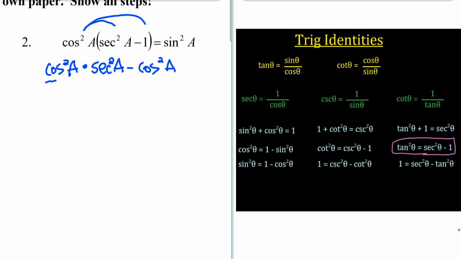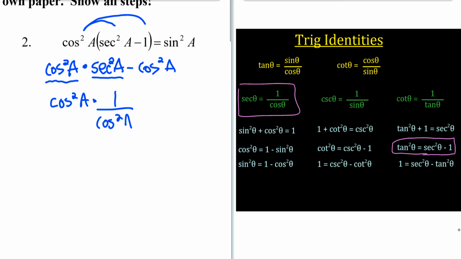So let's see if I can do something with these two things here. Cosine squared A times secant squared A. I'm just going to rewrite this. Cosine squared A times, but secant is 1 over cosine, so this would be 1 over cosine squared A. Okay, so I just changed secant squared A into 1 over cosine squared A.